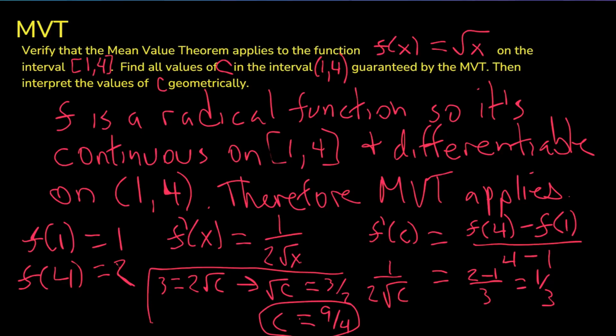Specifically, it is 2.25. Geometrically, this means that the tangent line at x equals 9/4 is parallel to the secant line between the endpoints on the interval 1 to 4.